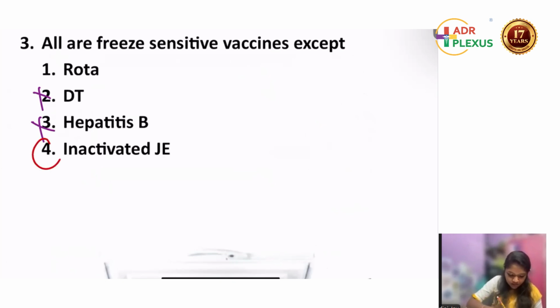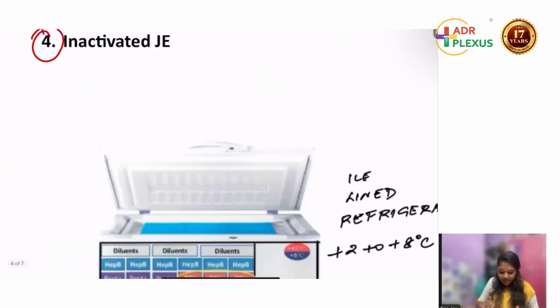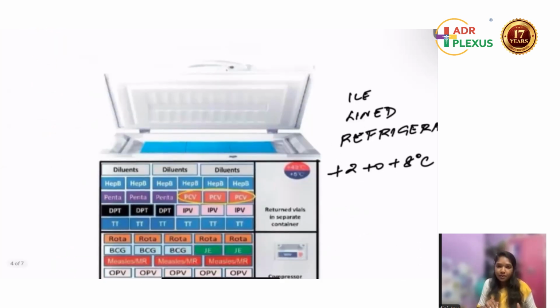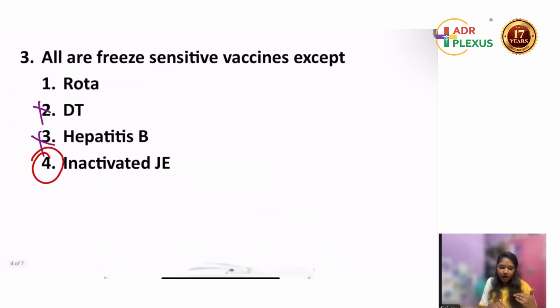Okay, fine. So the answer among these two is JE, because JE is kept in the freezer compartment, but rota is kept above. So with regards to rota and inactivated JE, which one will you select? Rota comes under freeze sensitive. Inactivated JE can be kept in the freezer compartment. So answer for this is inactivated JE.